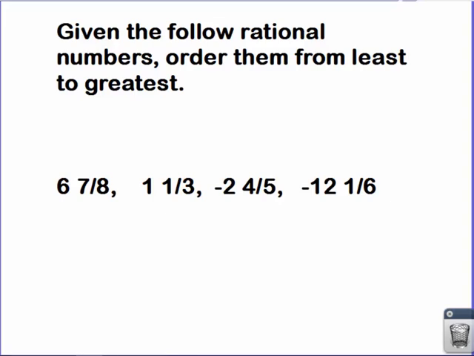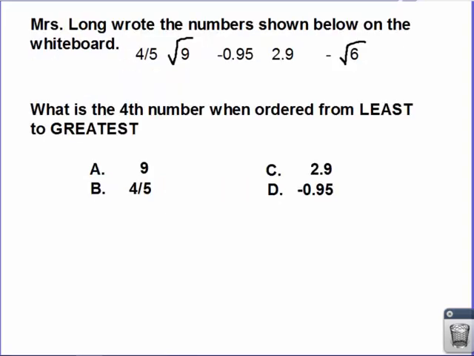Let's skip this one. Let's go to one that's a little bit more fun, like this one right here. It says, Ms. Long wrote the numbers shown below on the whiteboard: 4/5, square root of 9, negative 0.95, 2.9, and negative square root of 6. What is the fourth number when ordered from least to greatest?